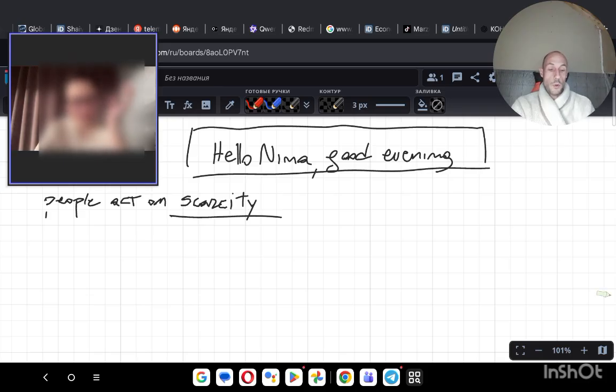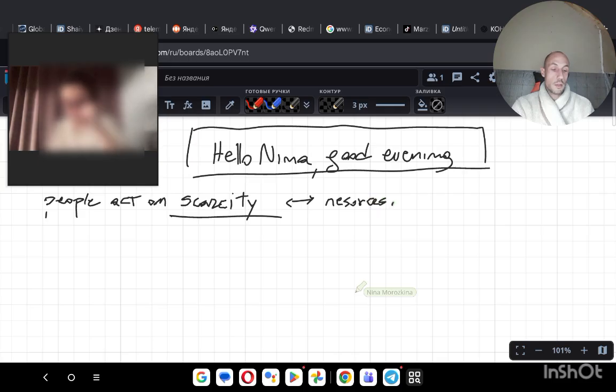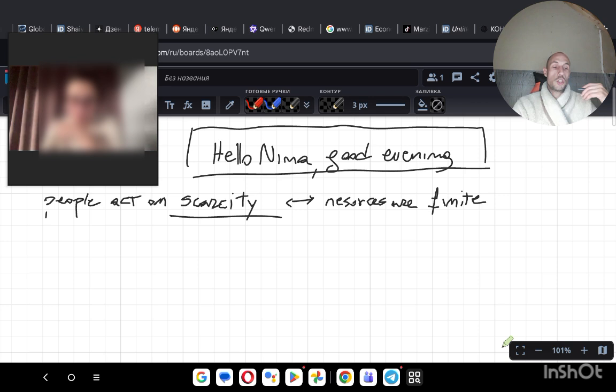So our preferences plus budget constraint. What is a constraint? Constraint is a limitation. Yes, constraint is a limitation. Very good. Okay.